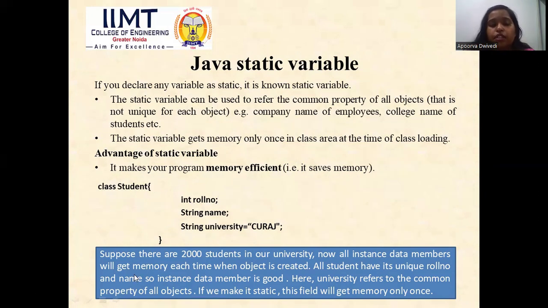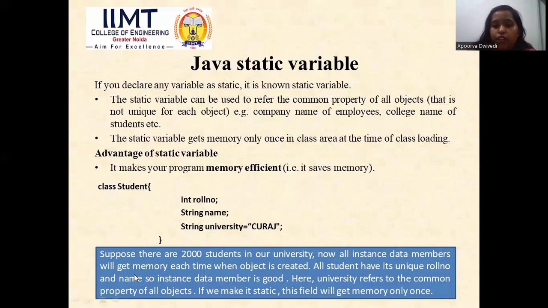Suppose there are 2000 students in our university. Now all instance data members will get memory each time an object is created. It means if we have 2000 students and we make 2000 objects of the student class, then each data member will have a different memory location to store the data.